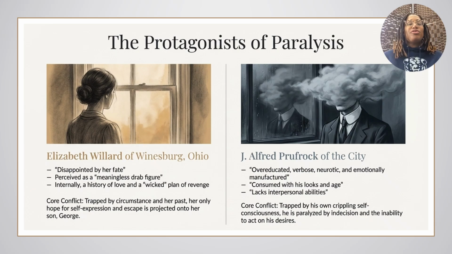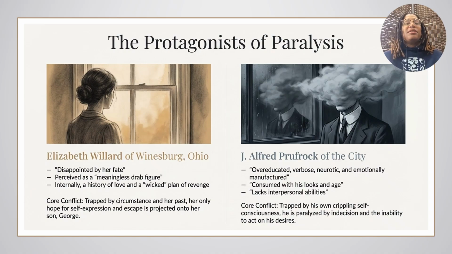J. Alfred Prufrock represents a different version of paralysis. He has education and mobility, but he is trapped inside relentless self consciousness. He overthinks, rehearses, doubts, and delays. His conflict is driven by fear of judgment, anxiety about aging and appearance, and a deep sense that authentic connection is out of reach. As you read, track what is restricting each character.